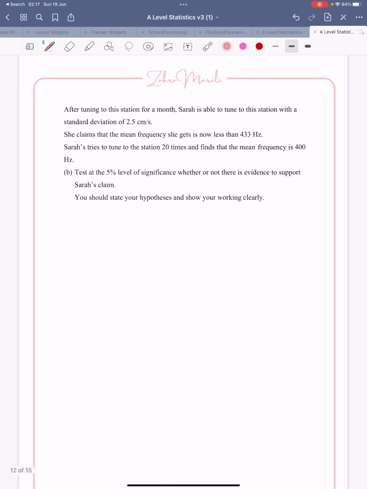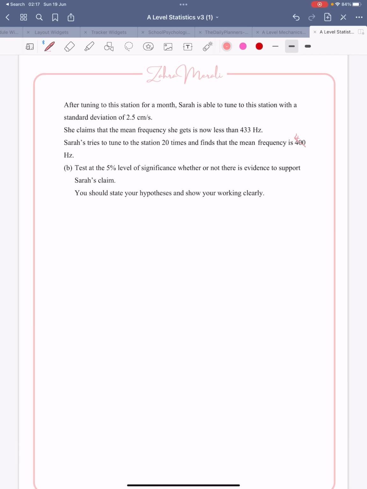Okay, so now she thinks it's going to be less than 433. And when she works it out, she gets a mean frequency, this should say 432. So what we're going to do is do the easy bit first. So H0: mu equals 433. H1: mu is less than 433. Now this is always the same. Your H0 and H1 you should always get right.